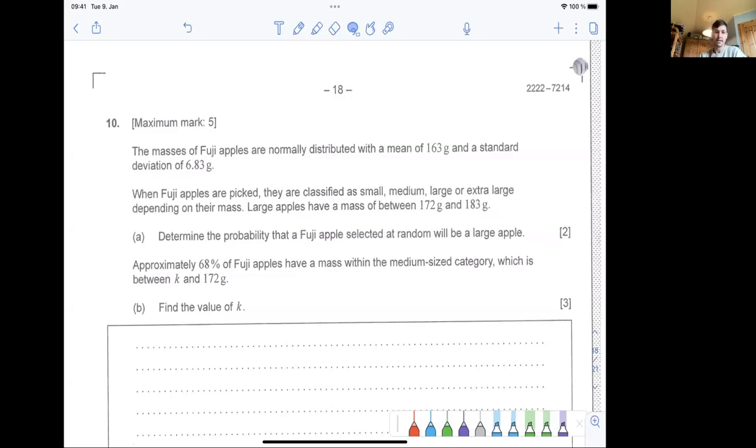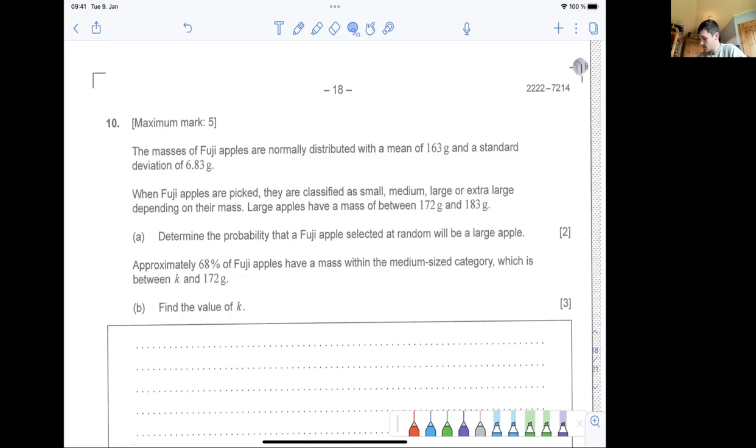Question 10. The masses of Fuji apples are normally distributed with a mean of 163 grams and a standard deviation of 6.83 grams. When Fuji apples are picked, they are classified as small, medium, large, or extra large, depending on their mass. Large apples have a mass of between 172 grams and 183 grams. Part A asks, determine the probability that a Fuji apple selected at random will be a large apple.